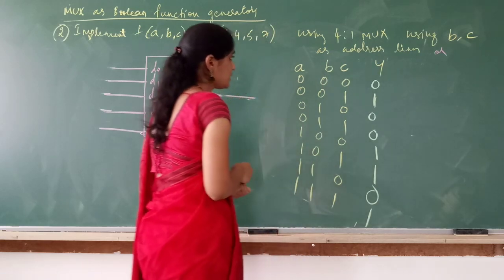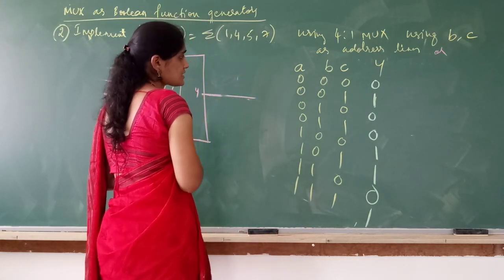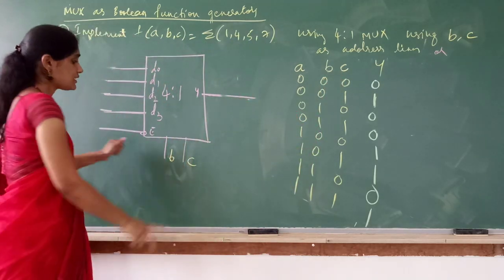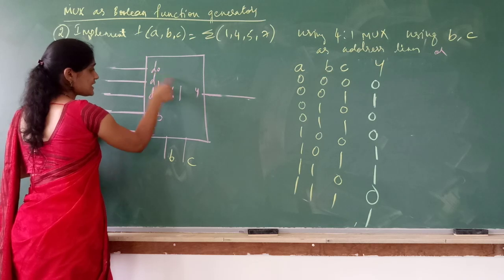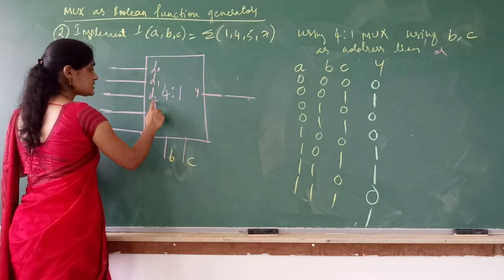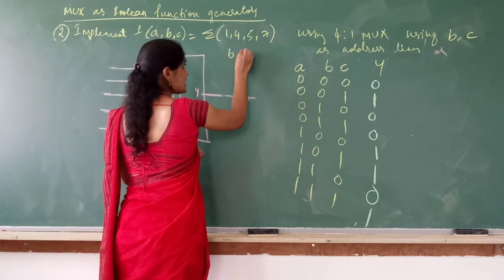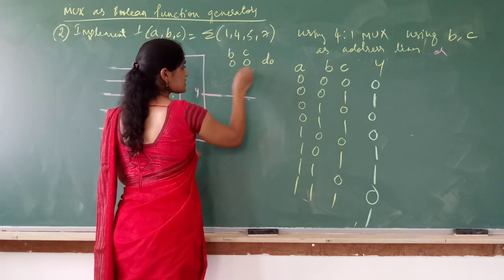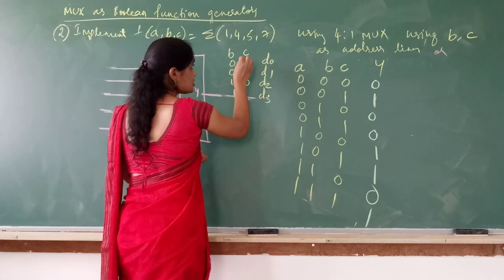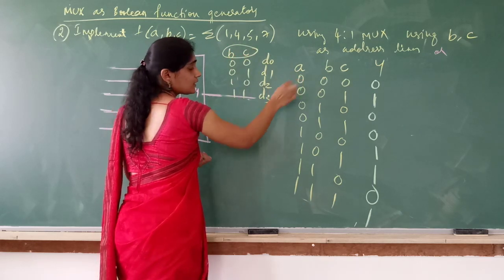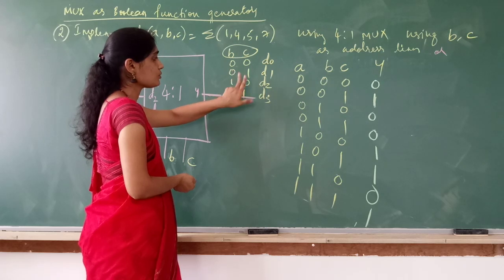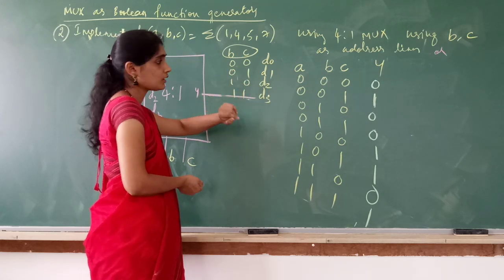Okay. So now BC as address lines. You have to concentrate on BC as you have been given BC as address lines. If BC is 0 0, it selects D0. If BC is 0 1, it selects D1. BC is 1 0, D2. 1 1, D3. So you have to group the combinations in such a way that BC is 0 0 for 2, 0 1 for 2, 1 0 for 2, 1 1 for 2 more.